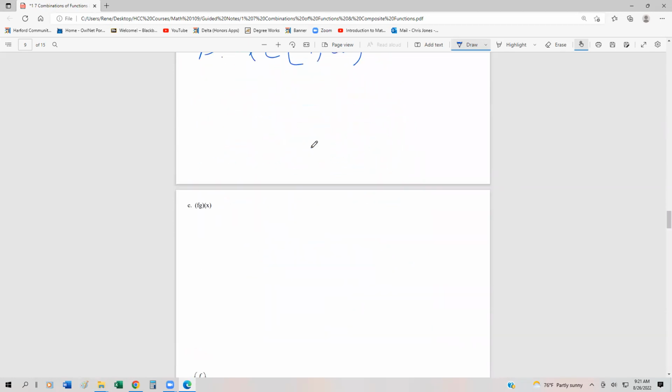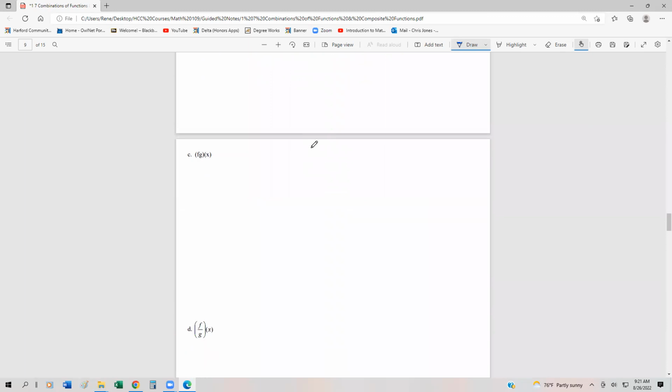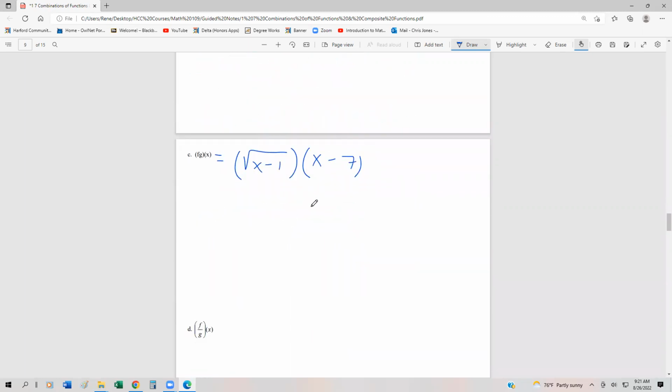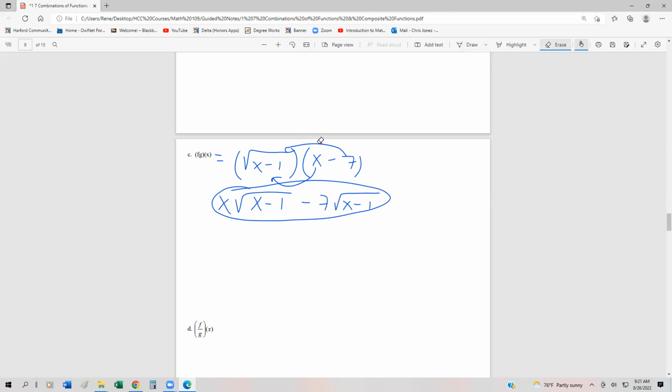A third example, f times g. So once again, we're going to have square root of x minus 1. And this time it's going to be times x minus 7. All right. And notice we really can't do anything with this. I mean, if we really wanted to, we could distribute, and we can make this x root x minus 1 minus 7 roots of x minus 1. But we really can't do much else.